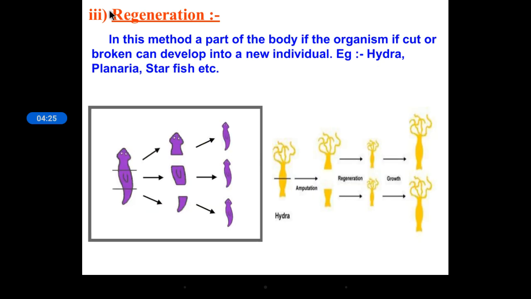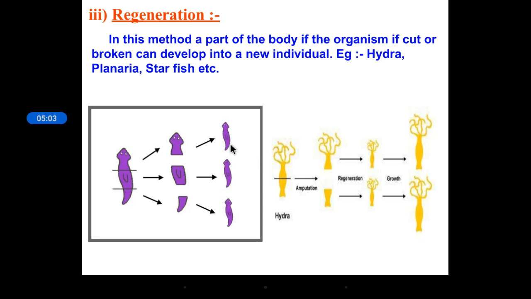The next one is regeneration. Something recreated or regenerated. In this method, if a part of the body of the organism is cut or broken, it can develop into a new individual. Examples are Hydra, planaria, starfish. Here you can see an example of planaria. Planaria can be cut into any number of pieces, and each piece can grow into a complete organism. Here you can see it has been cut into 3 pieces, right? Each piece can grow into a complete organism.